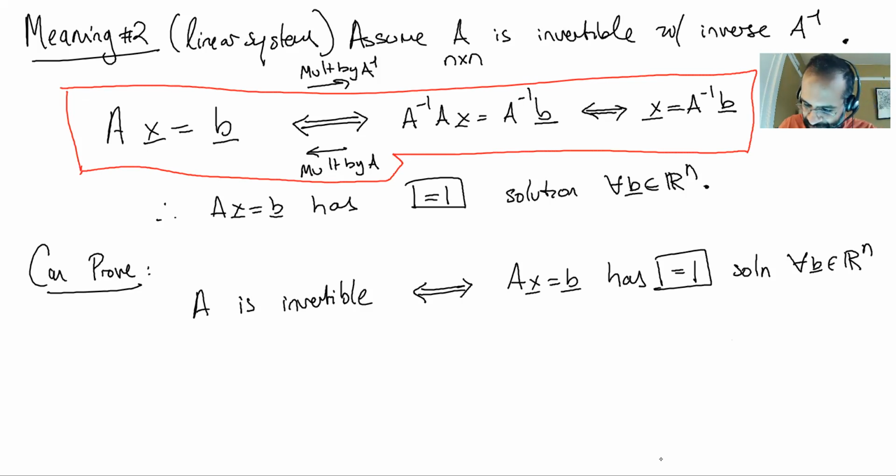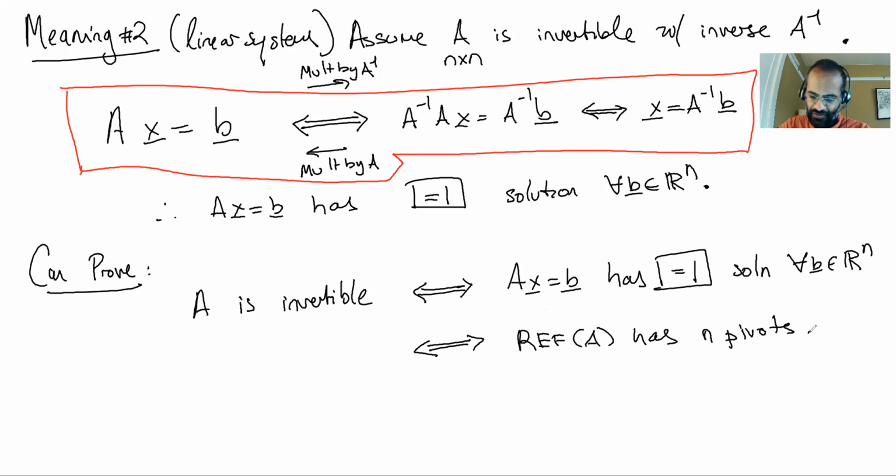Okay, so this is actually the beginning of a massive theorem called the invertible matrix theorem, because this thing on the right-hand side, we've already seen it's equivalent to a bunch of stuff. So what's another condition for AX equals B has one solution for every B in Rn? That's the same thing as saying the row echelon form of A has n pivots, right? A pivot in every row, same as a pivot in every column.